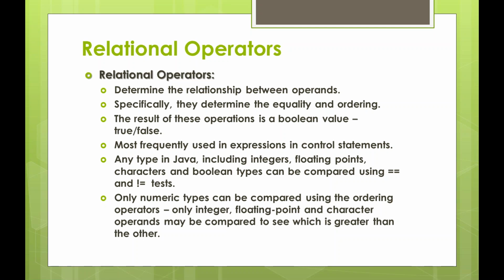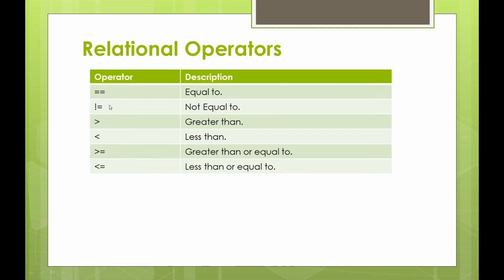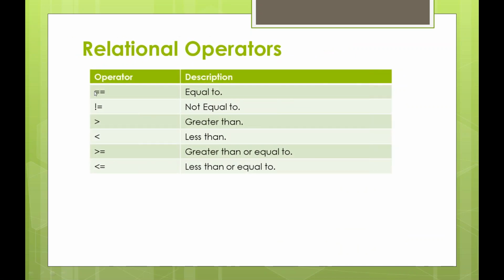So let us see what operators are available. We have the equal to operator, the not equal to operator, and then greater than, less than. This is not equal to. When you use the exclamation operator with equals, it is not equal to. Instead of checking whether both the numbers are equal, you are checking whether they are not equal. So do you see the difference between equal to and not equal to?